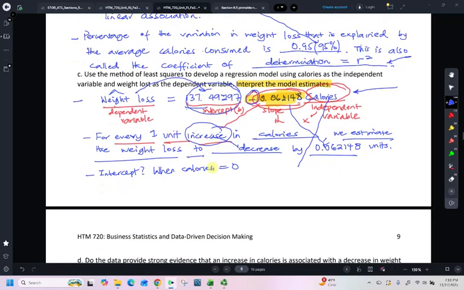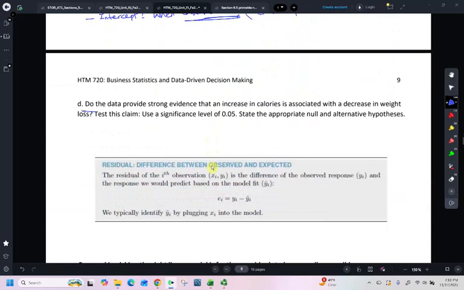So as it stands, we ask, is this practical? Is it practical that a person will consume zero what units? Maybe if they're fasting. So if it is practical, then the intercept has practical significance. But if setting calories, or your x, equals zero is not practical, then the intercept has no practical relevance. All right. Does the data provide strong evidence that an increase in calories is associated with a decrease in weight? We have to test this claim.